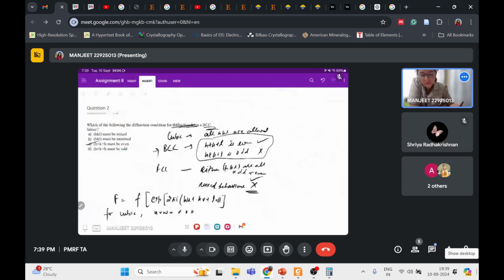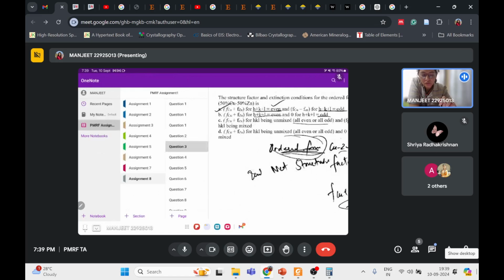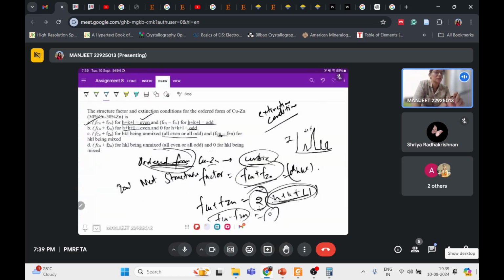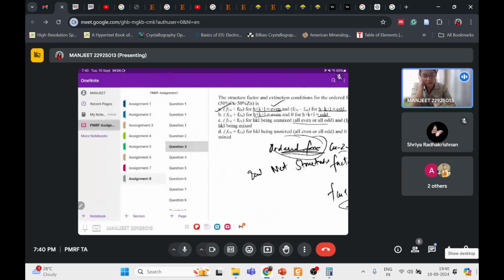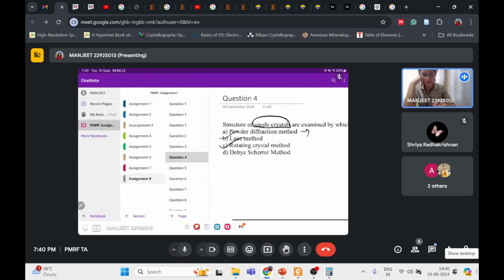Okay, now the diffraction condition for the BCC one or the FCC one we already discussed. In another one, if we are given an alloy, then the extinction condition will be such that you have to consider both. So it will be the sum of them divided by 2 for the alloy one. You have to consider both 50-50%. Single crystal structures are examined by the following methods: the Laue method and the rotation crystal method, that we also discussed in the last class.